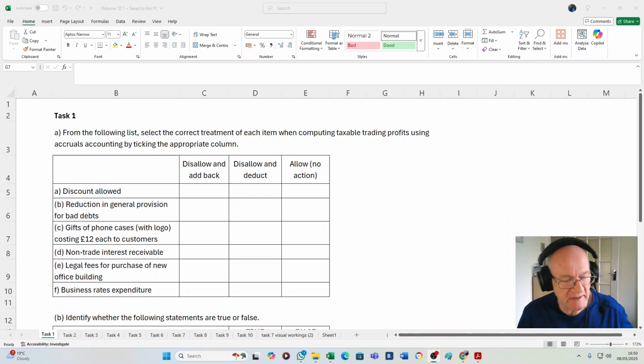Hello accounts people, time to have a look at one of the practice papers for Business Tax FA2024. I'm using one of the publishers. I have stated this before, I don't like using the AAT ones.